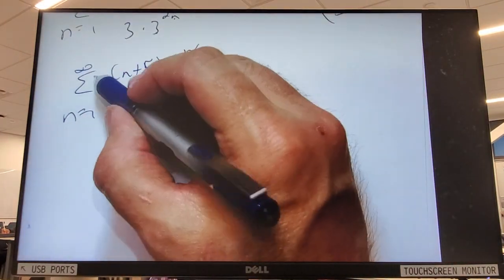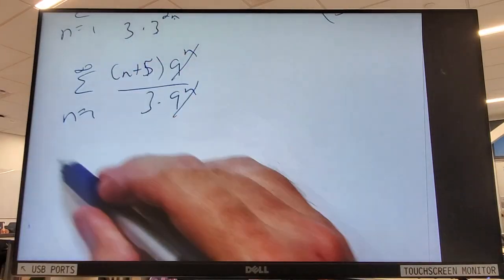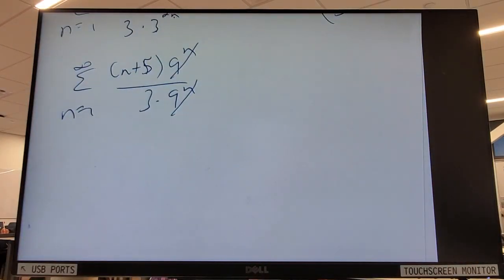And what I'm really looking for now is what this series is doing. And what does that series do? Yeah, because this n goes to infinity, so I can apply the test for divergence.